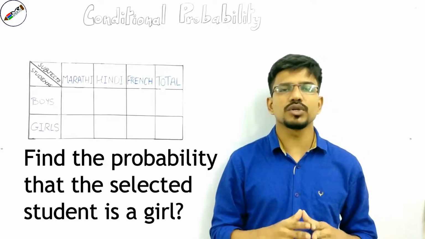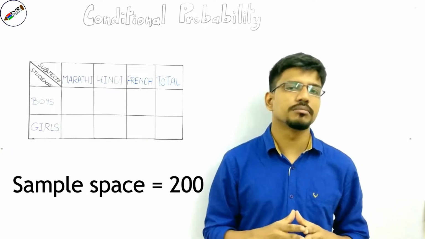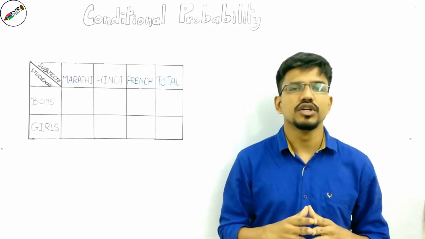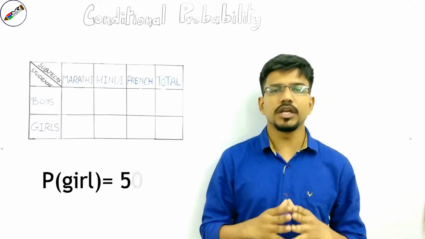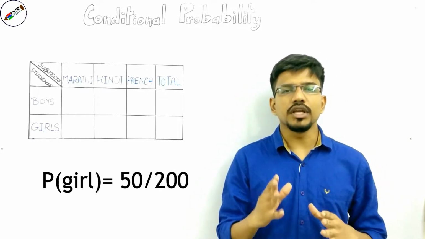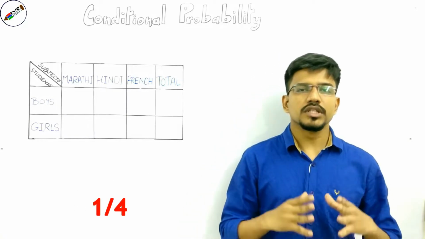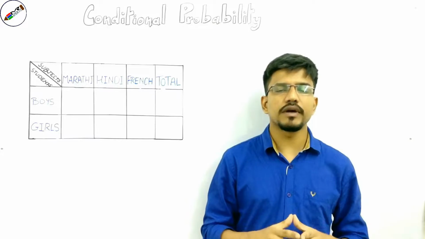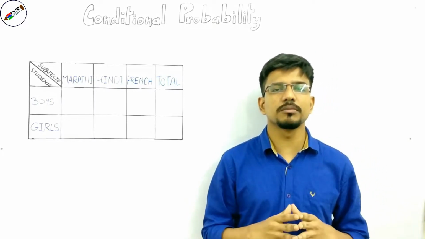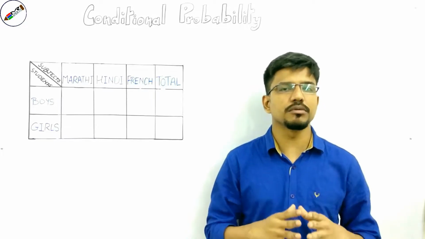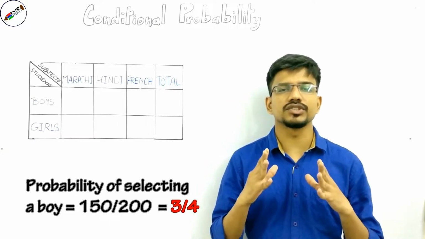So obviously your sample space would consist of 200 students, but there are only 50 girls. So the probability that the selected student is a girl would be equal to 50 upon 200, that is 1 upon 4. The same question if asked this way, find the probability that the selected student is a boy, then your answer would be, as there are 150 boys, 150 upon 200, that is 3 upon 4.